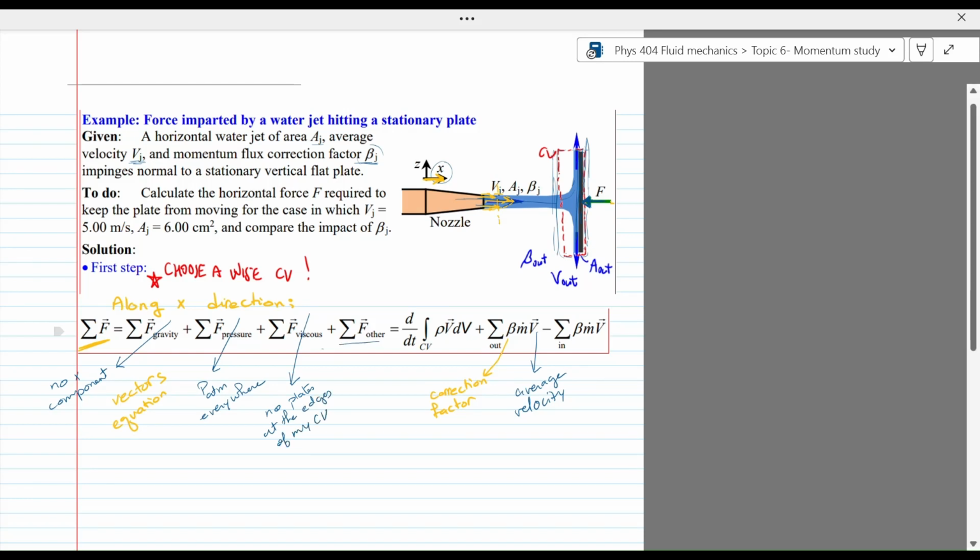For the other forces, yes, I do have this external force which I need to support my plate, and this force is to the left, which means it's along the negative x direction, so I'll have minus F here. And you can see how the left side of my conservation law will simplify to minus F only.